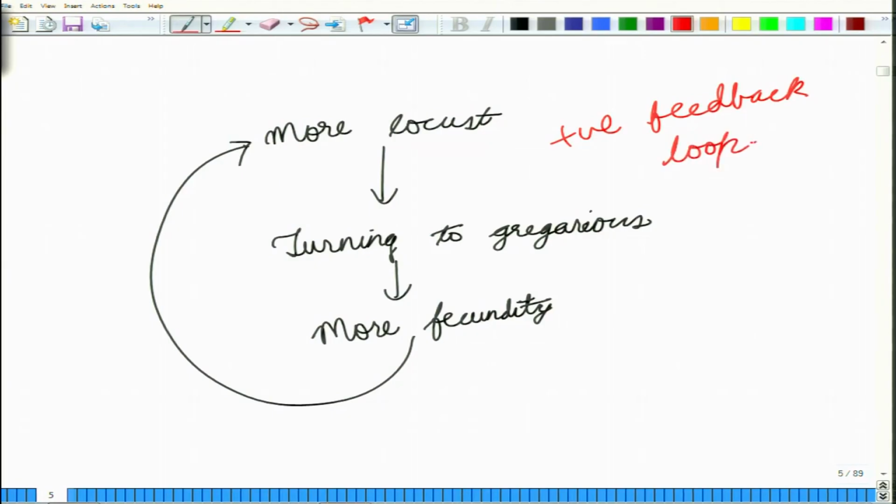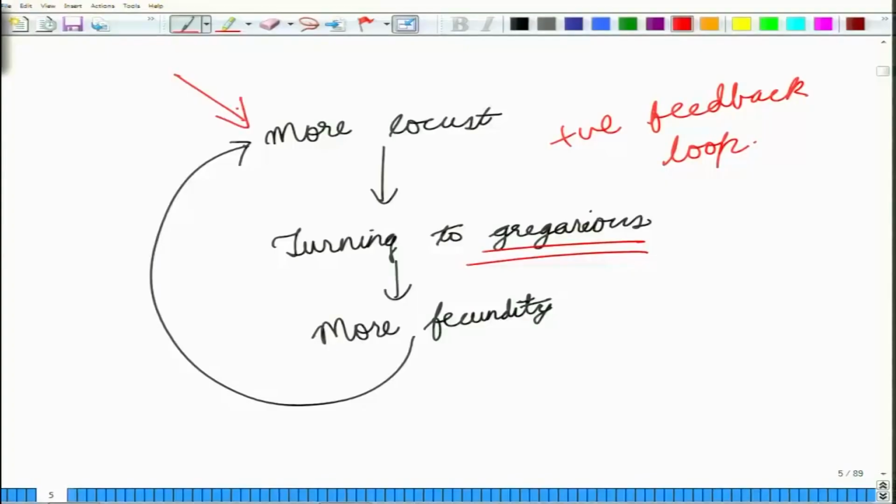So, if you have more locusts, you will always have locusts that are gregarious. Then what will again convert them from a gregarious nature to a solitary nature? There has to be something. That something will act at this stage. So, you have some community interactions.